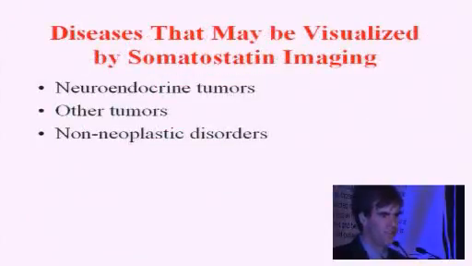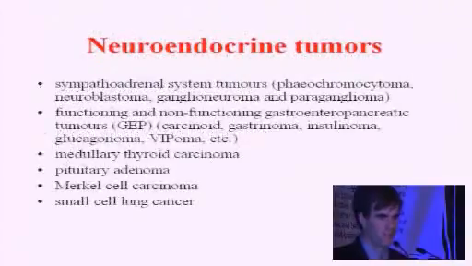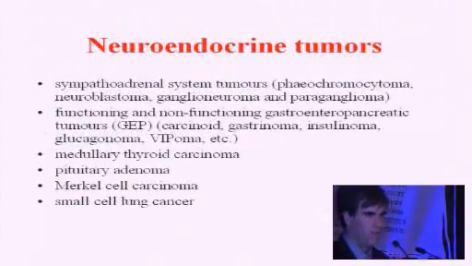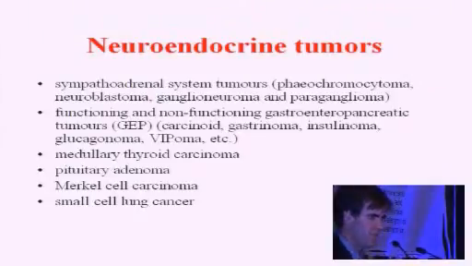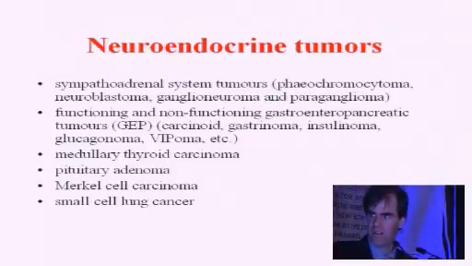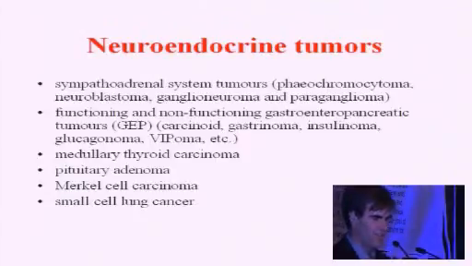So, diseases that may be visualized by somatostatin imaging: you have neuroendocrine tumors, other tumors, and non-neoplastic disorders. I'm going to concentrate mostly on neuroendocrine tumors, and there's a large list of them. The majority of neuroendocrine tumors tend to be slow growing, but as you see at the bottom of the list here, small cell lung cancer is very aggressive. So there are some exceptions.